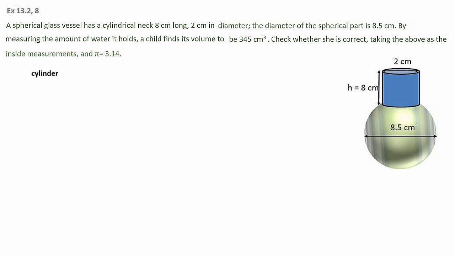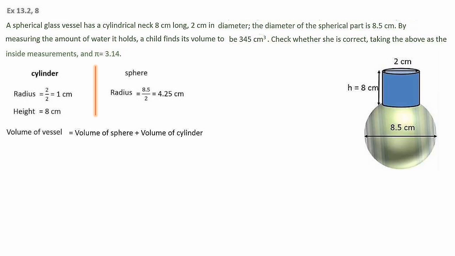So let's write the given shapes, that is cylinder, dimensions radius is 2 by 2, that is 1 centimeter, half of the diameter. Then height is 8 centimeter, it is given to us. And next is a sphere, and the spherical one, radius is 8.5 by 2, that is 4.25. You can divide because here pi value 3.14 is given to us. So anyway you have to multiply. So no need to keep it as fraction, just divide it and keep.